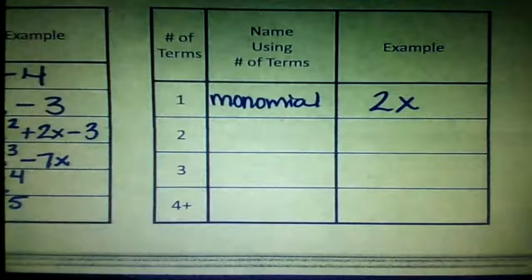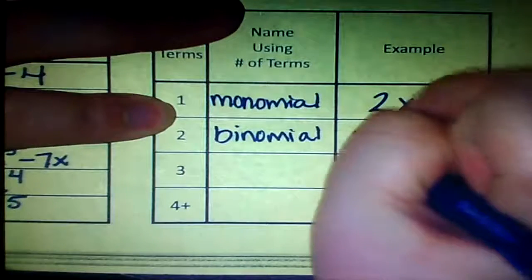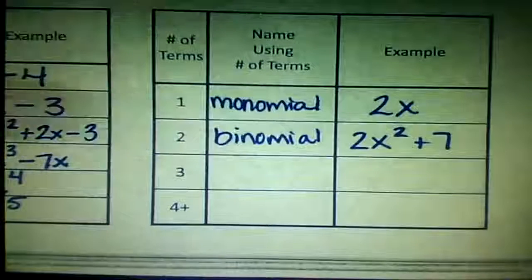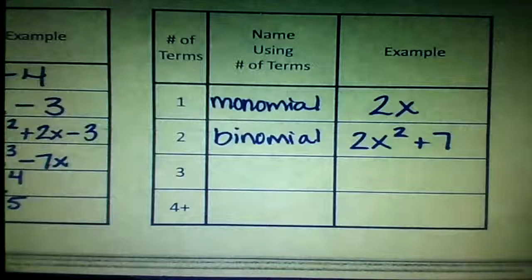Well, if I'm adding two terms, what do you think we're going to call that? A binomial. So this would be something like 2x squared plus 7. I've got two terms: I've got 2x squared and I have 7.